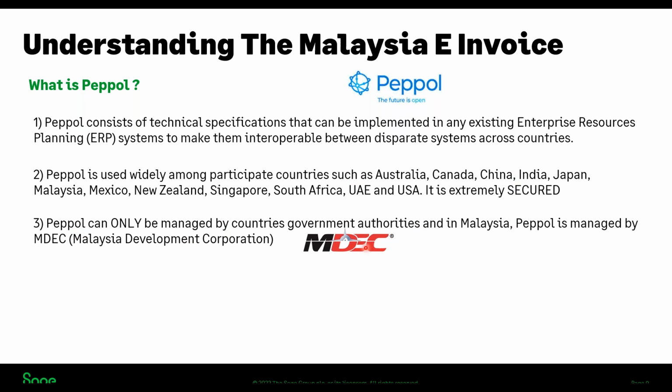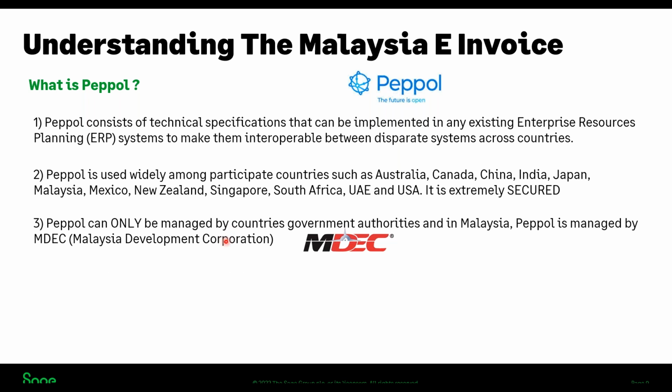Third character in the summary. If, for example, I come to PEPPOL and say, hey PEPPOL, I want to register myself as a country, I want to bring PEPPOL to my country, Malaysia, PEPPOL will straight away reject you because you are not coming from a government body. So it's as simple as that.